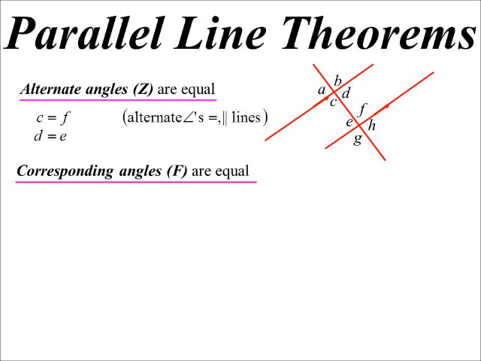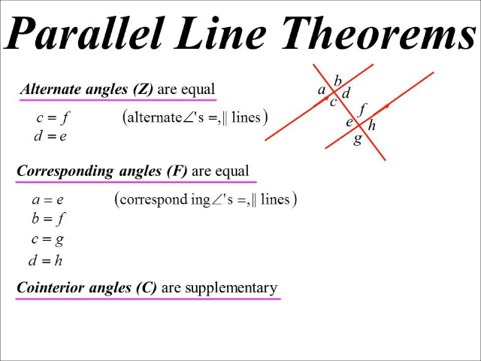Corresponding. Well, corresponding means in the same position. So in this case, we get four pairs. A and E are in the same position, but just on the different parallel lines. B and F are in the same position. C and G are in the same position. D and H are in the same position. So they're the corresponding ones.